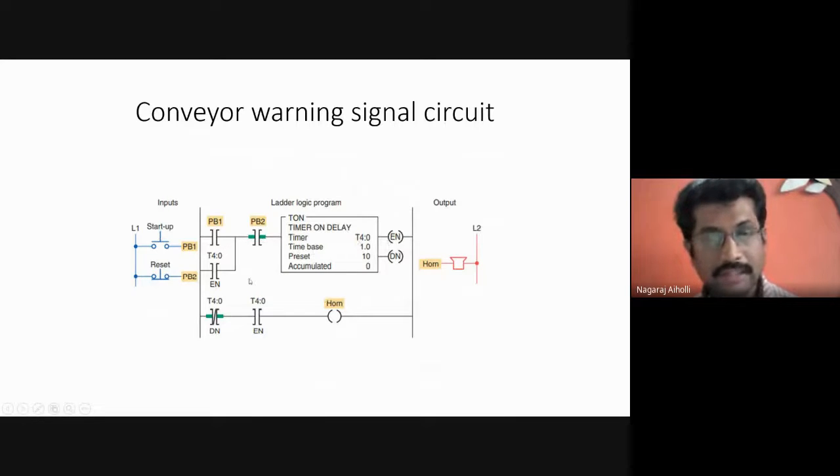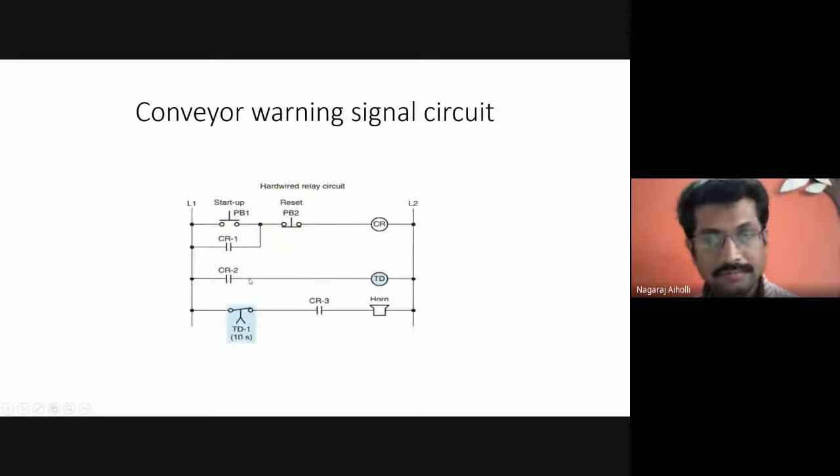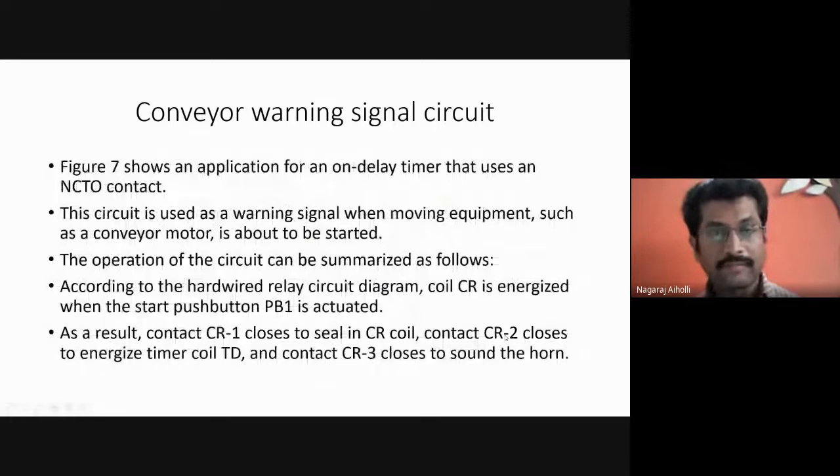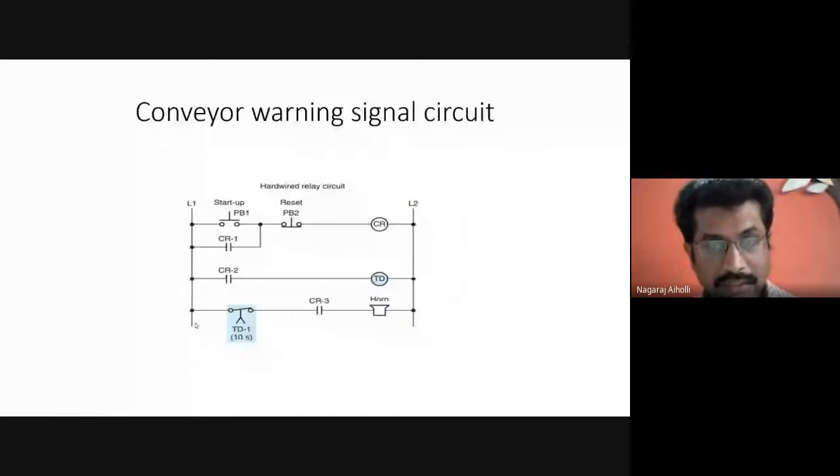Then the next step: contact CR2 closes to energize the timer delay coil TD. This closes to energize the timer delay coil because of the applied input signal voltage. How much is the input signal voltage applied? 120 volt AC, correct? That is the operating voltage of the PLCs. Once it is applied, this CR2 will become closed, and once it becomes closed, the timer delay coil will be energized.